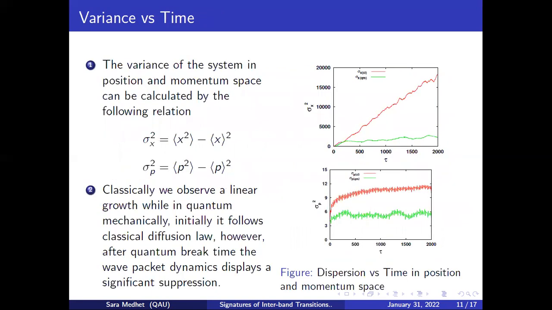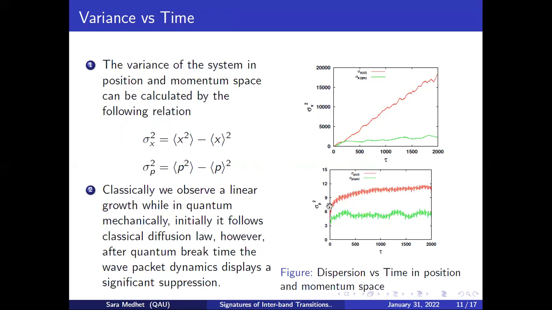Now coming towards our results, first of all the variance versus time plot. Here you can see classically, the red line, the system is diffusive and more dispersive, while quantum mechanically, that's the green line, initially the system follows the classical trend, while after the quantum break time, the system is suppressed.